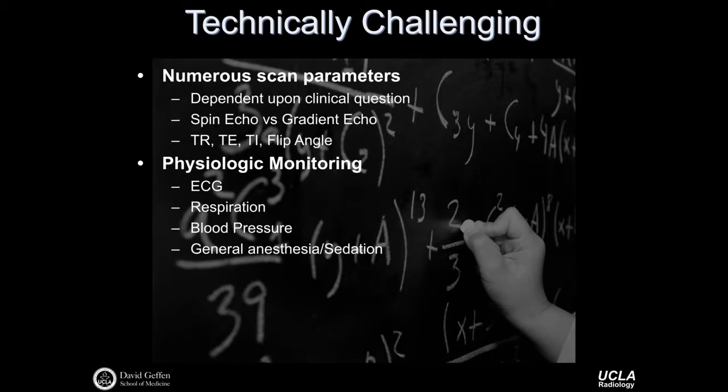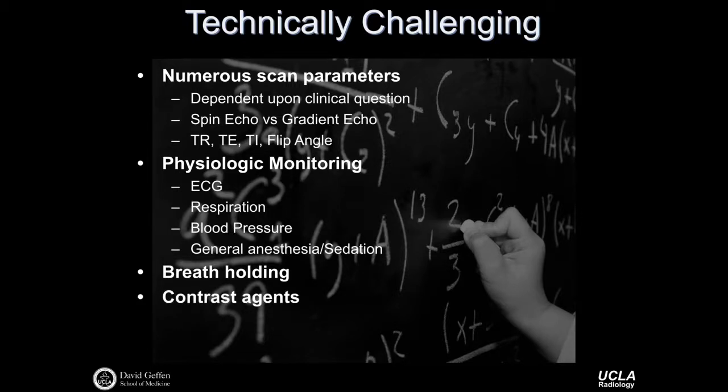Oftentimes patients need to undergo physiologic monitoring, be it ECG monitoring, respiration monitoring, blood pressure monitoring, and it's possible that patients may undergo general anesthesia or sedation depending on the quality of their life and their ability to follow directions during an MR exam. MRI exams frequently require breath holding. So if we're examining the abdomen and the chest, which are going to move, of course, during regular respiration, we might get a clearer and more sharp image if the patient can hold their breath for brief periods of time, maybe 10 to 20 seconds.